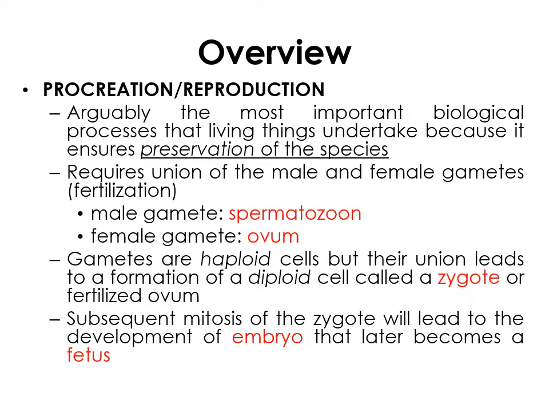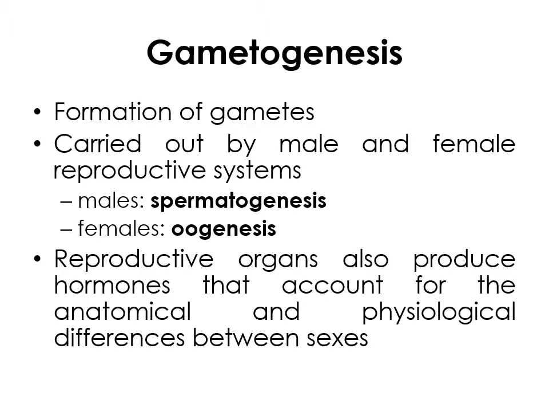So gametes are haploid cells, but their union leads to the formation of a diploid cell called a zygote. Through subsequent mitosis, the zygote will lead to an embryo, which then becomes a fetus. Gametogenesis is the formation of gametes. For males, the term is spermatogenesis, and for females, that's oogenesis.